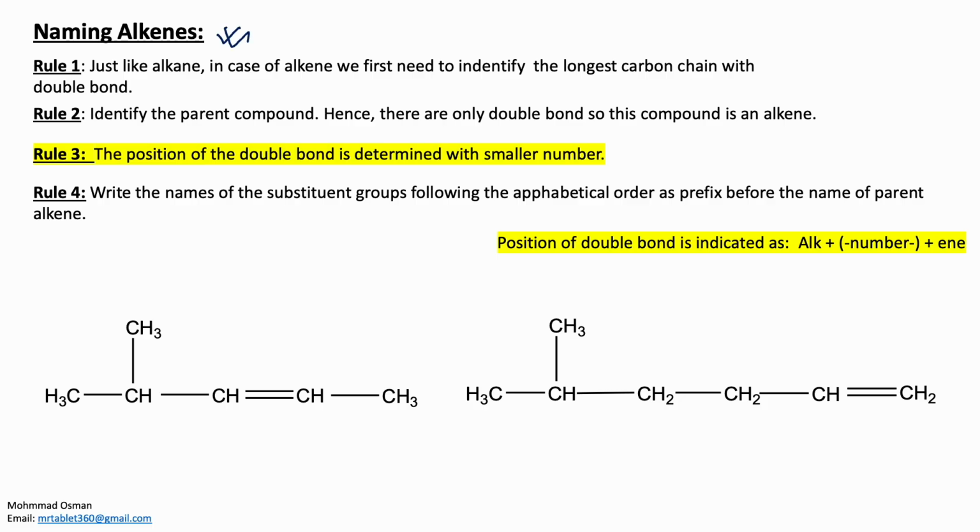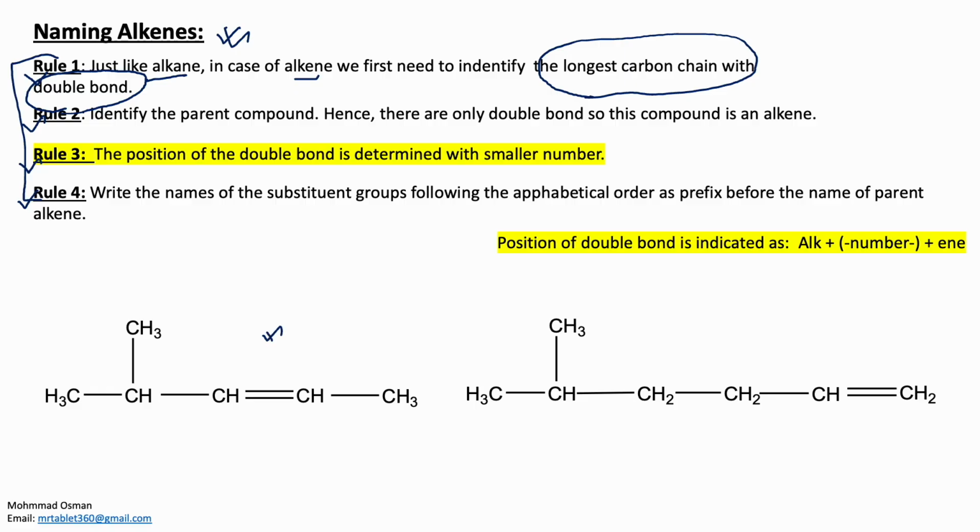So today we are going to learn naming alkenes. Just like alkanes, even in naming alkenes, we have four rules: rule number one, rule number two, rule number three, and rule number four. Rule number one tells us, in case of alkene, we first need to identify the longest carbon chain with a double bond.